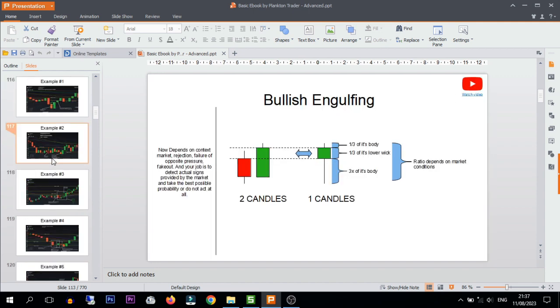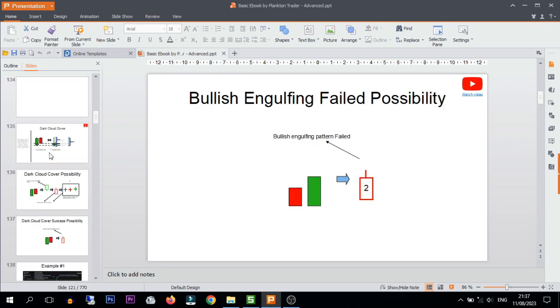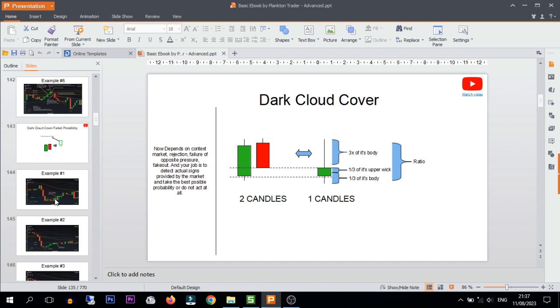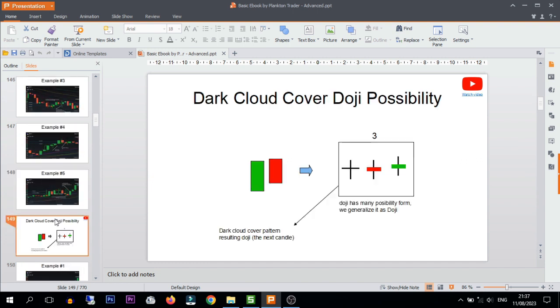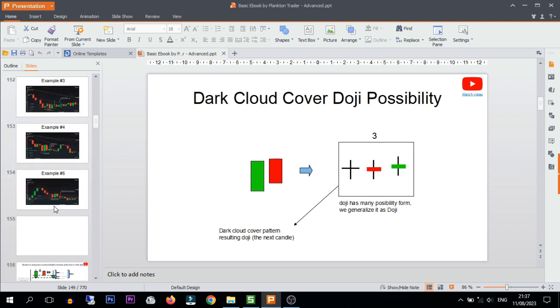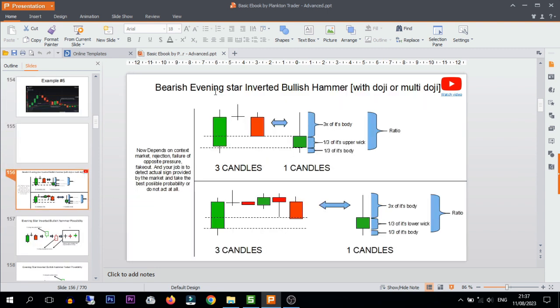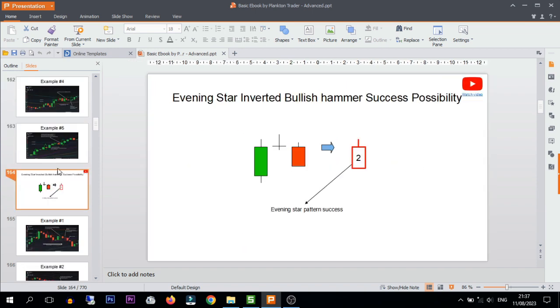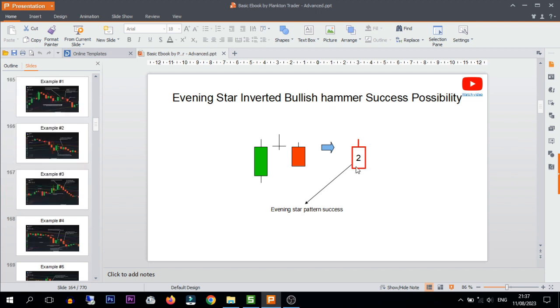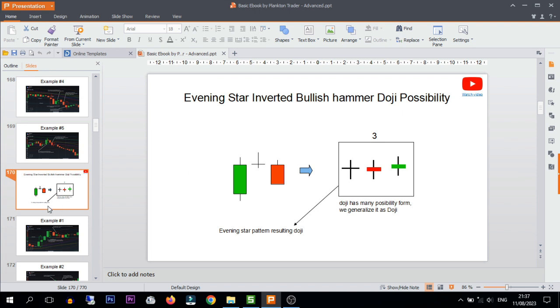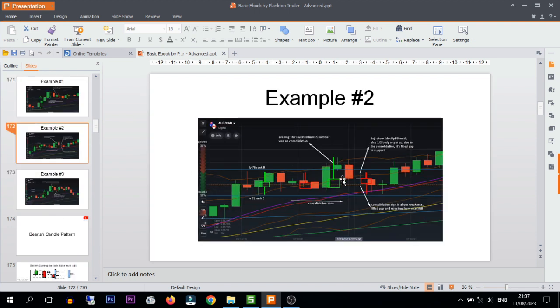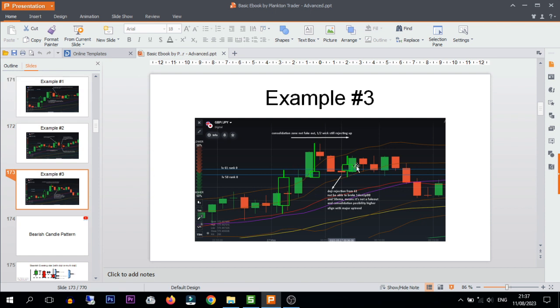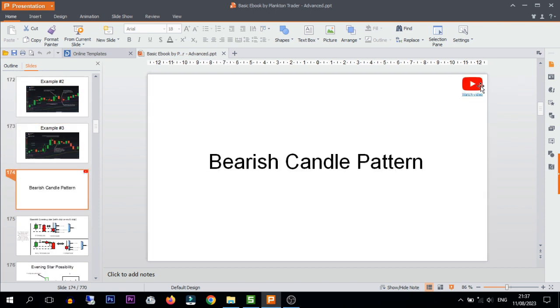Okay, let's go to the engulfing. Here engulfing, and then here was dark cloud cover. All of the 3 possibilities, which are fail, success, and doji, I explained here. And also here the evening star. If that was a fail, this was successful because it's going down in the next 3 candlesticks, because the evening star needs a 3-candle formation. And how it's also possible to become a doji, where is the situation, what is happening. I'm explaining all of this here on the YouTube channel.